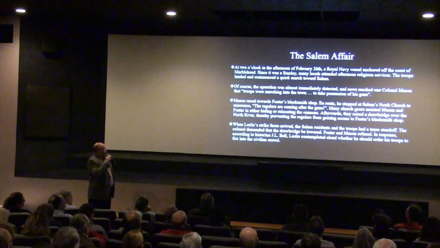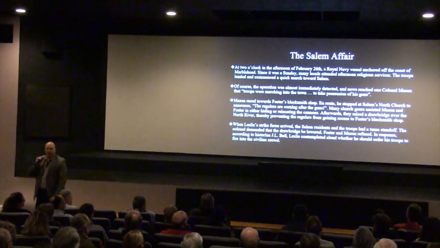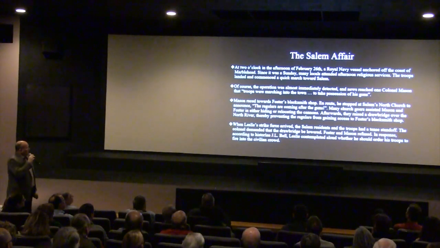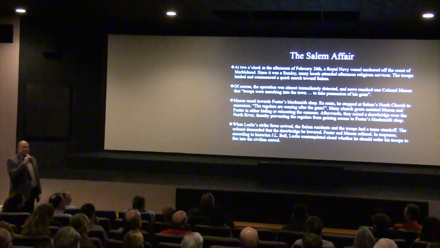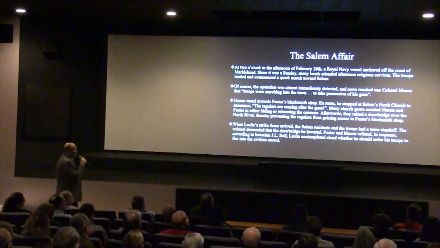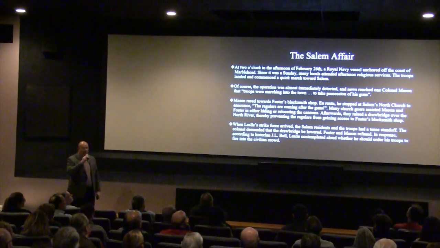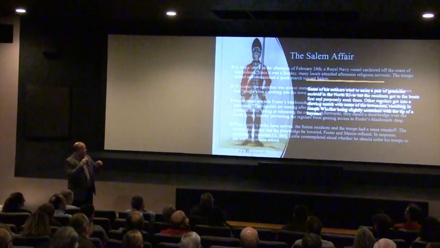When the strike force arrived, the Salem residents and the troops had this really nasty standoff. It's a stare-down contest. The colonel demands that the drawbridge be lowered. In true Massachusetts fashion, I won't say it, they basically said no. In response, according again to historian John Bell, the colonel actually wondered aloud whether he should let his troops open fire on the civilians, kind of an effort to try and intimidate this civilian crowd.